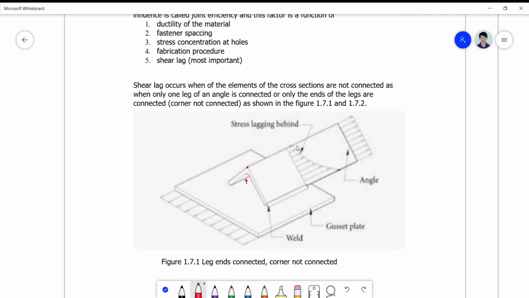Okay, so either way, the stress or strain distribution will no longer be distributed uniformly like this, and thereby causing an error on the computation of your stress on the basis of force divided by the area. So that's the biggest problem when you deal with this kind of connections.